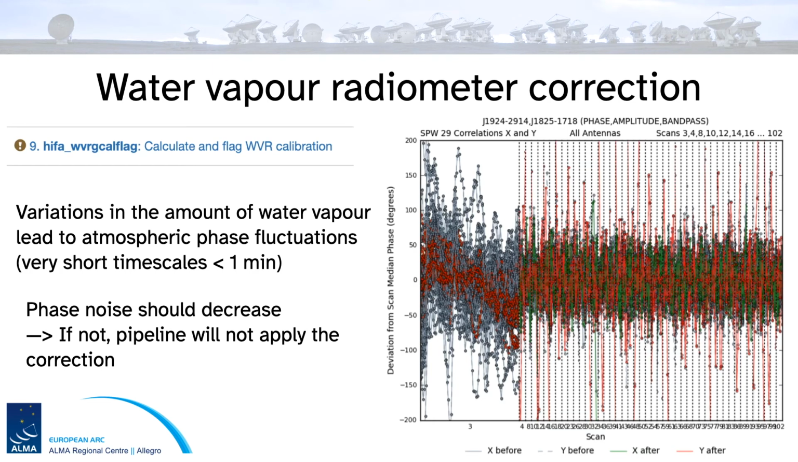Variations in the amount of water vapor across the atmosphere cause random delay differences, which lead to phase fluctuations on short timescales. By measuring the water vapor content with radiometers and applying an atmospheric model, the atmospheric phase fluctuations can be determined and corrected for. The plot on the right shows a deviation from the scan median phase as a function of scan number. The gray data are the uncalibrated data, while the red and green data show the corrected data. One can see that the phase noise decreases after applying the correction.